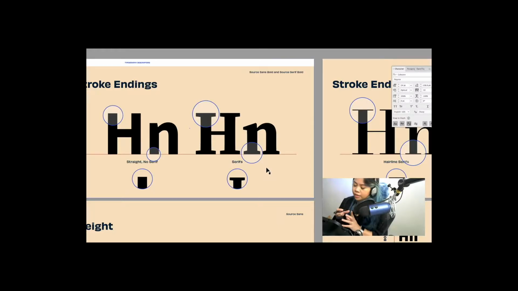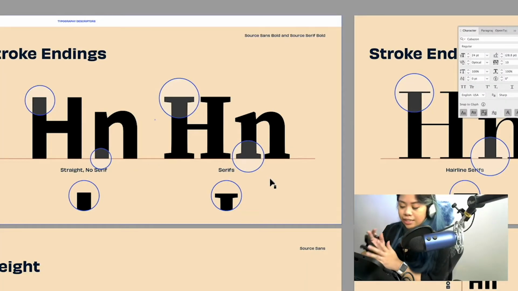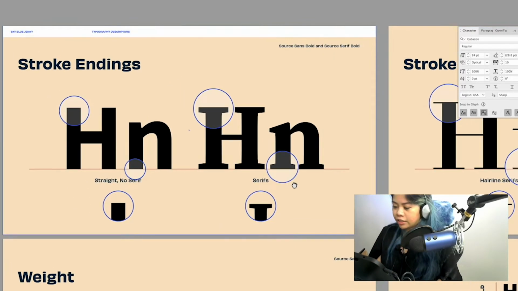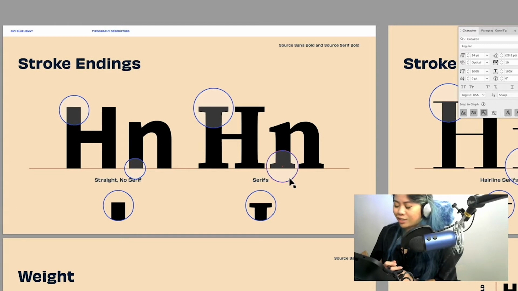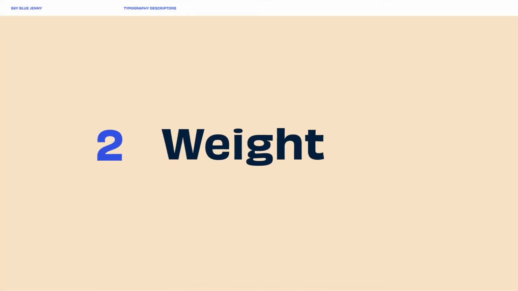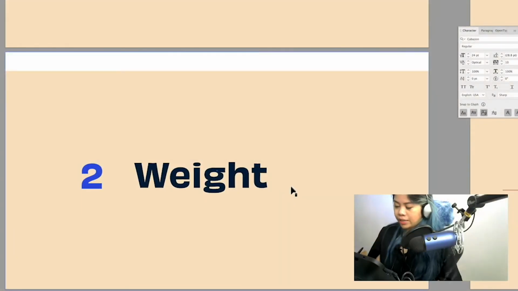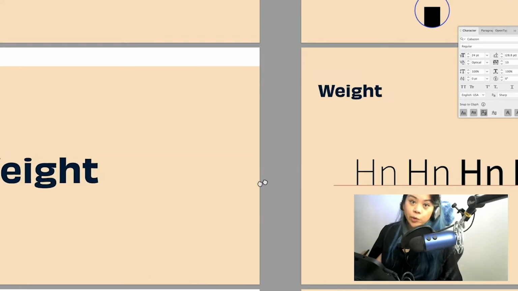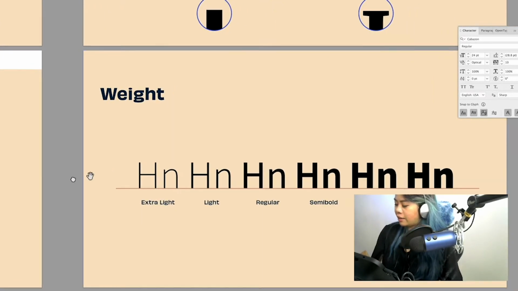We have straight, they're also known as sans serif, and then you also have serif typefaces. So that's a really good descriptor to have in your arsenal when describing typefaces. And the number 2 for describing typefaces is weight. So weight would include things like light, medium, bold, even black.